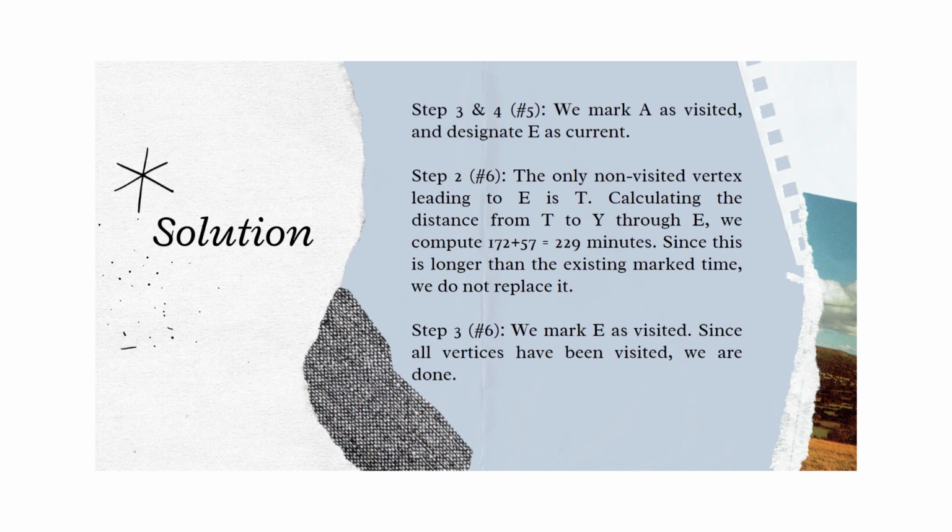I'm roll number 6, Saumya Jain. Now, continuing with what Riya said, we mark A as visited and designate E as current. In the next step, the only non-visited vertex leading to E is T. Calculating the distance from T to Y through E, we compute it as 229 minutes. Since this is longer than the existing marked time, we do not replace it. In the last step, we mark E as visited. Since all the vertices have been visited, we are done.